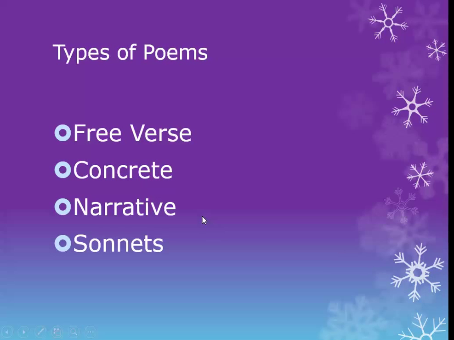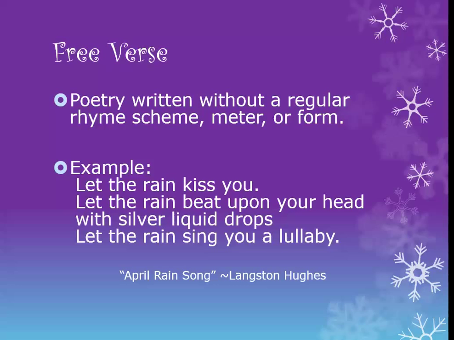There are four main types of poems: free verse, concrete poems, narrative poems, and sonnets. Free verse is written without a regular rhyme scheme. It doesn't have to rhyme. It doesn't have the same amount of beats per measure, or beats per line. It doesn't have a regular form or a regular meter.